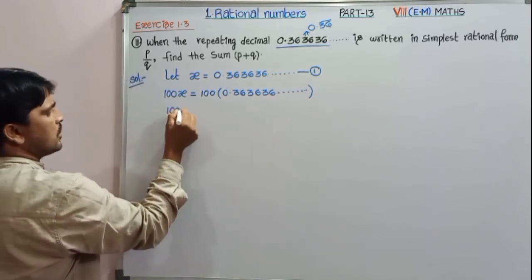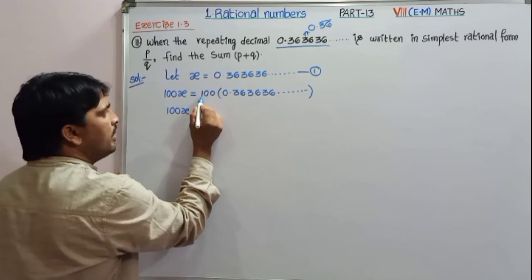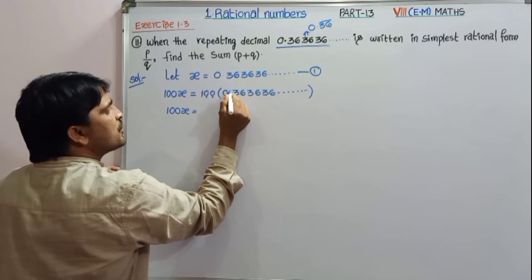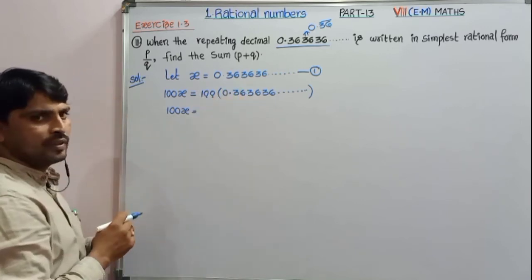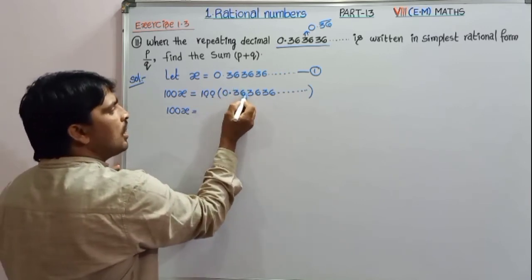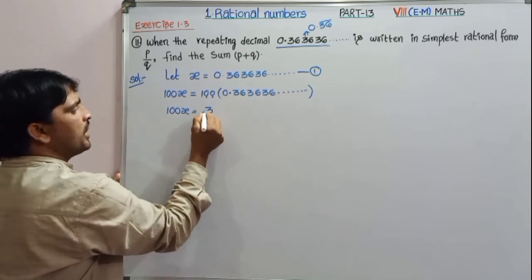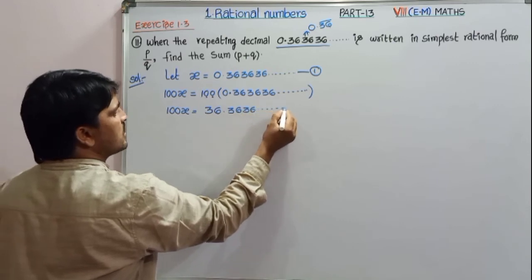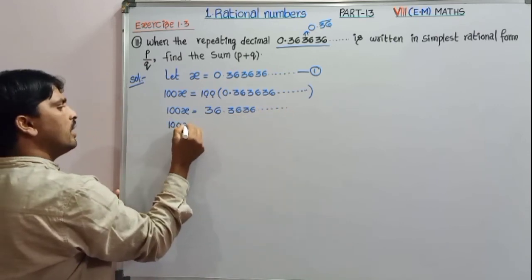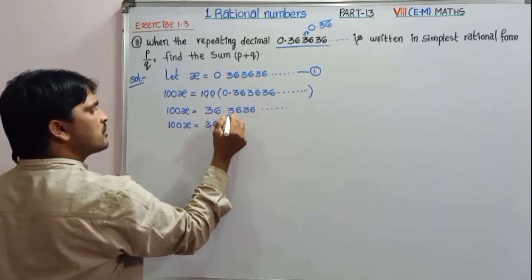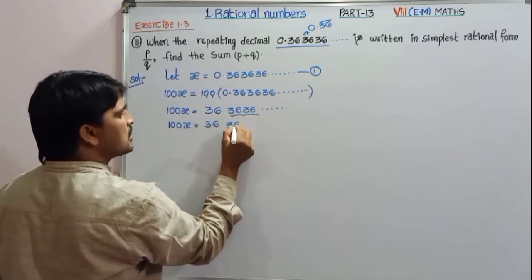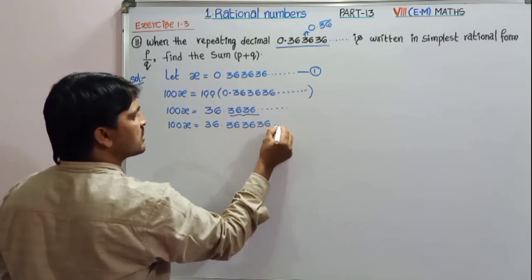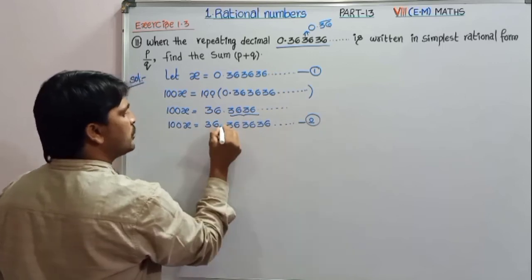That is 100x equal, since in 100, 1 is annexed with 2 zeros, our decimal point is shifted to after the next 2 digits, that is we get 36.3636. But we can write as many times as we wish the recurring digits in the decimal part. So consider 36.363636 and so on. Let it be equation 2.